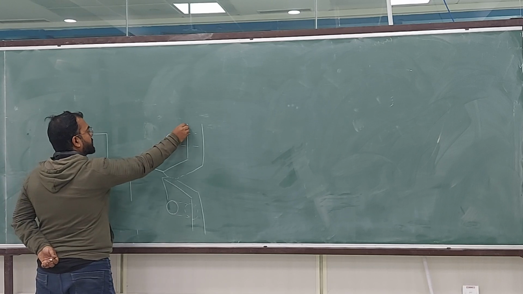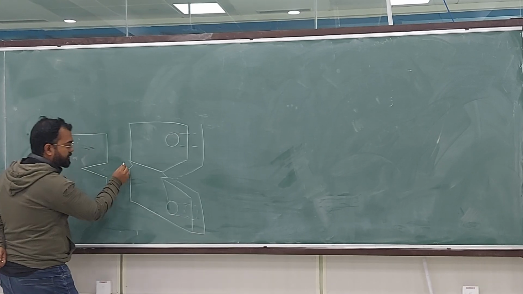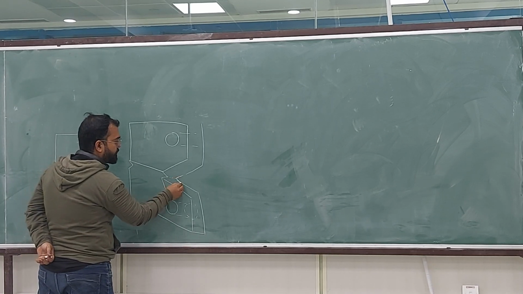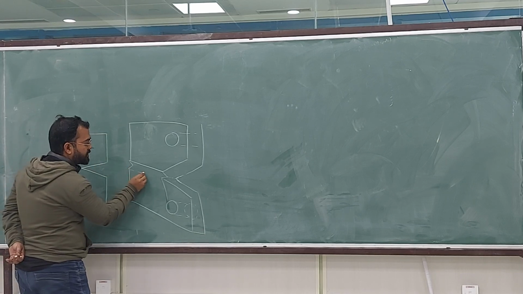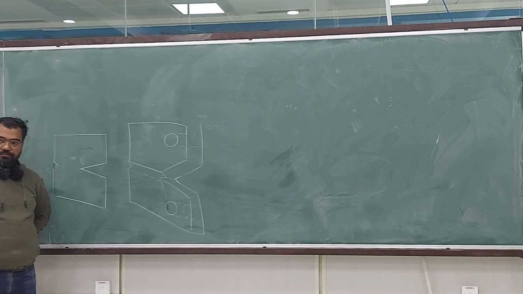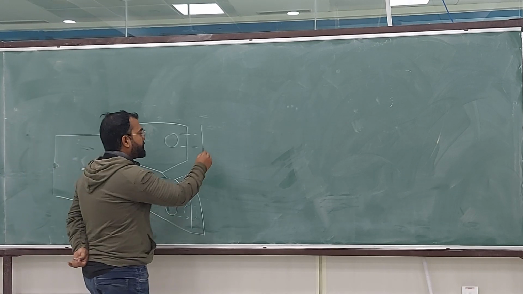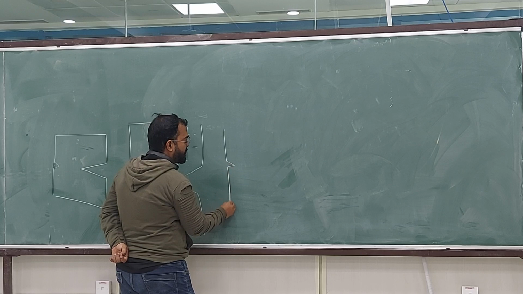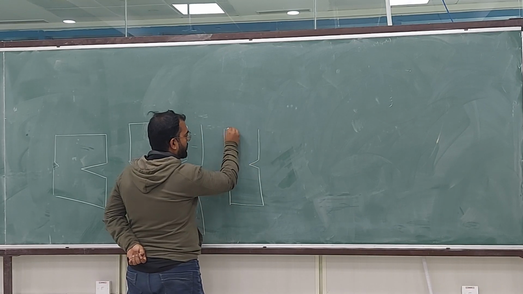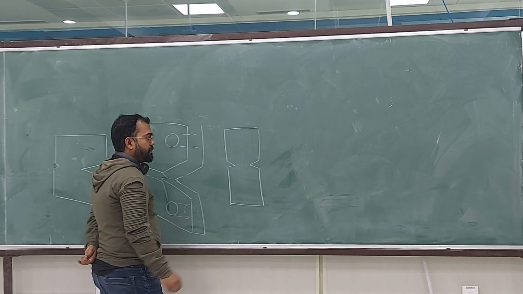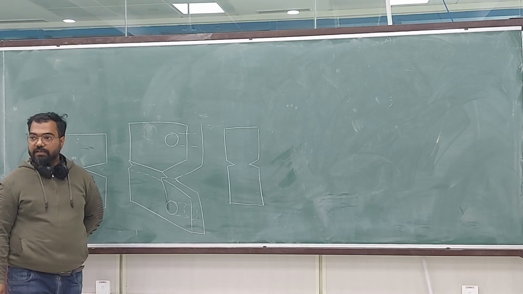Okay, so this is your compact tension specimen. And what have I done? I have removed a little bit from the crack plane. If I draw it from the back side, then it will look like this. So from both sides, I have removed some material and I've created a notch.